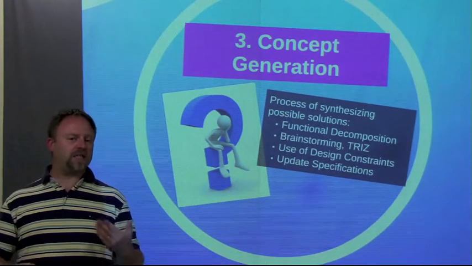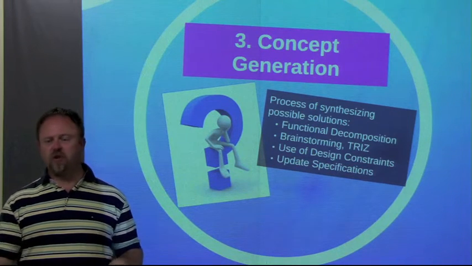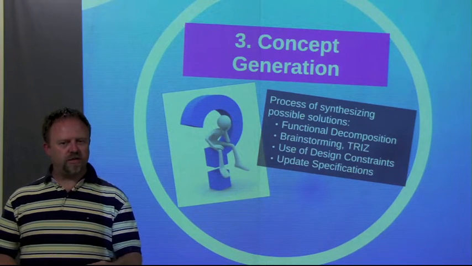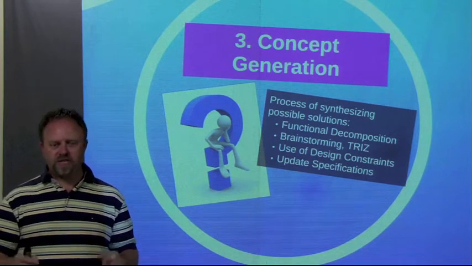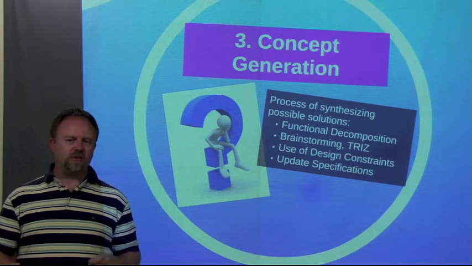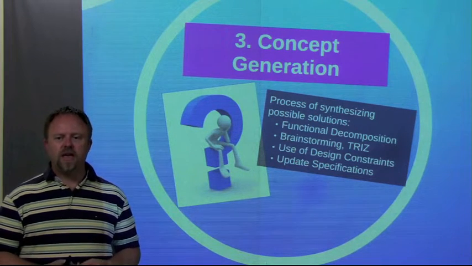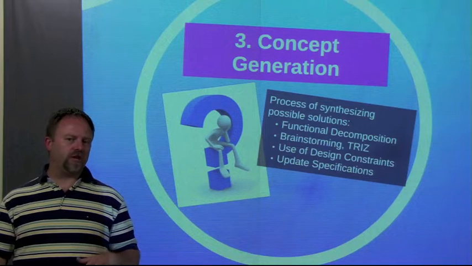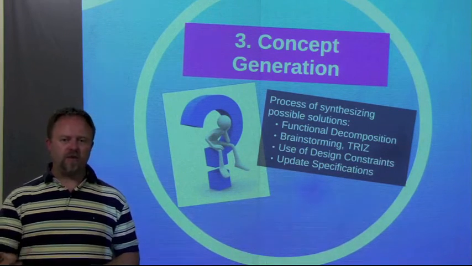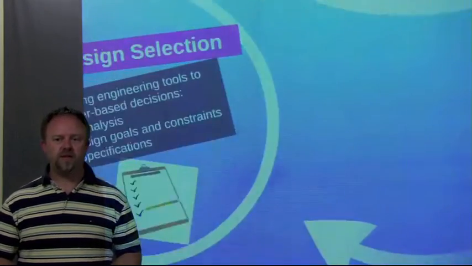Then we can go on to a concept generation stage where we're trying to come up with ideas, we're doing our brainstorming, we're trying to determine what functions our product needs to do. We can break that down into smaller steps and try to figure out ways we can achieve those sub-functions. There are different methods to come up with ideas in order to achieve those. And then we may need to use our constraints to rule out some off-the-wall ideas. And then we can also update our specs. You'll see we can do that at any point during the process.